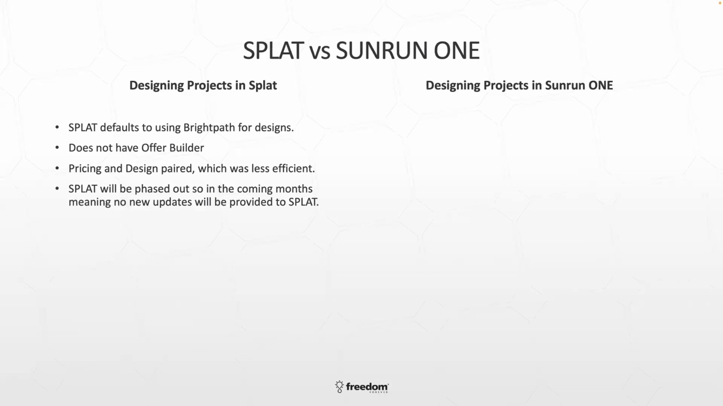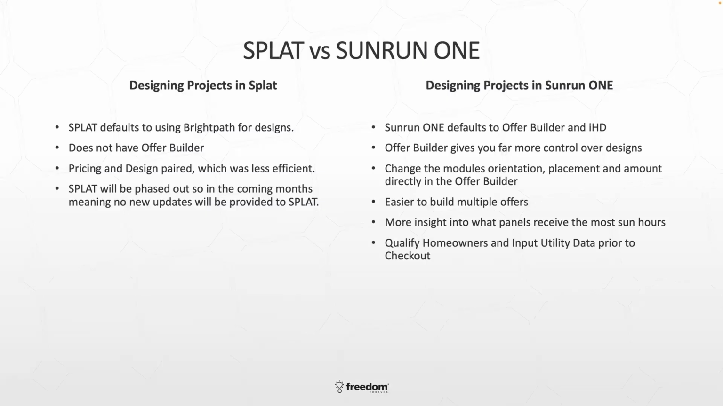So as we move over to Sunrun One, Splat will be phased out in the coming months, meaning there's no new updates coming that will be provided to the Splat platform. So the other key differences between Splat and Sunrun One: now Sunrun One defaults to the offer builder and IHD. The offer builder gives you far more control over designs, which we will show you here momentarily. You can change the module's orientation, placement, and the amounts directly in the offer builder.